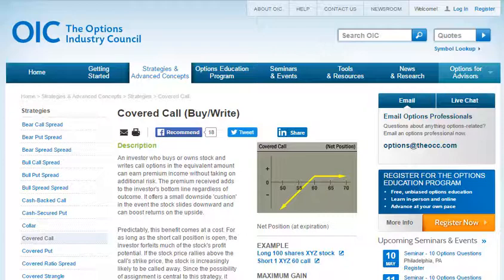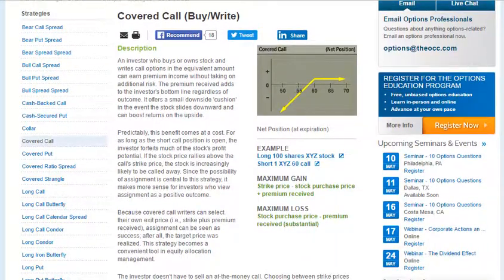You're long 100 shares XYZ and you're short 1 XYZ call at 60. So it's going to scroll through. You can see the maximum gain is the strike price minus the stock purchase price plus the premium received. That makes sense because I have the obligation to sell, and that's the strike price minus the price that I bought the stock at plus the premium. The maximum loss is the stock purchase price minus the premium received, and that could be substantial.